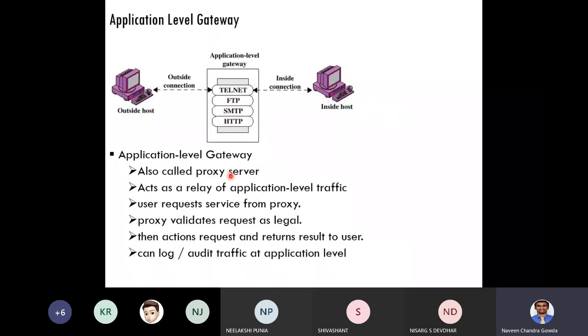As the decision is already taken in this application level gateway, it can also be called one of the types of server, which is a proxy server. Its only purpose is to bother about the traffic you will be getting at a specific application level. You will be getting multiple requests from the user, so that has to be validated at the proxy server. Then you make a decision as usual, whether the request has to be sent forward or returned to the user.